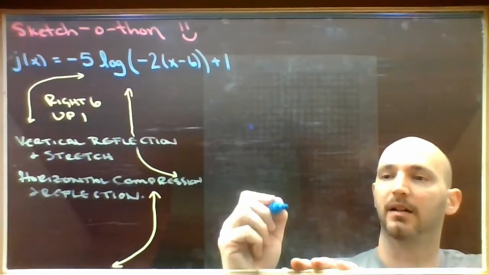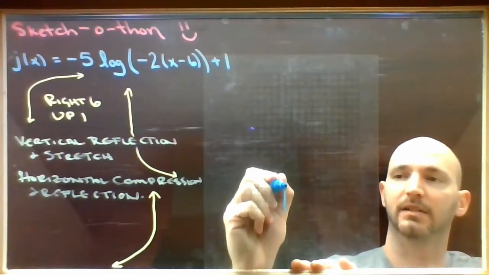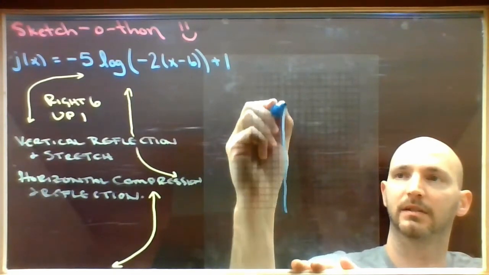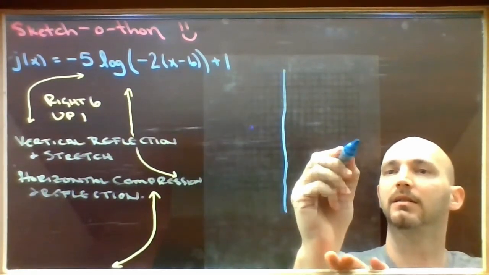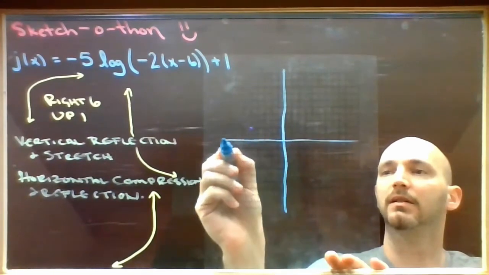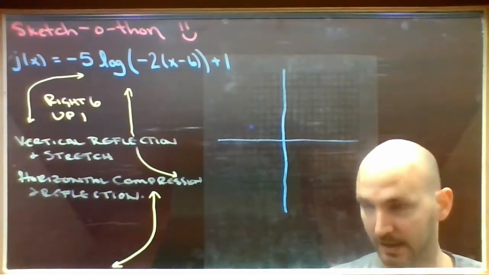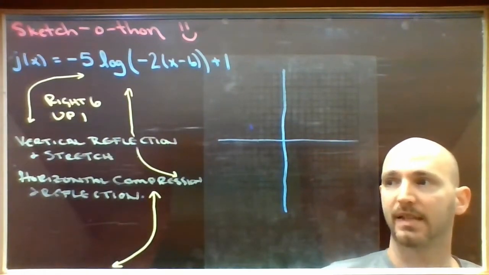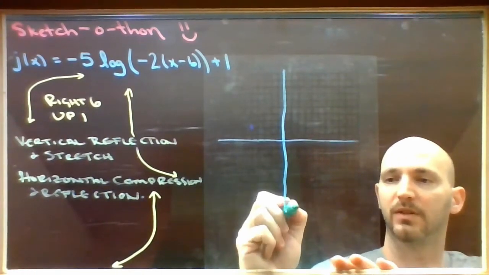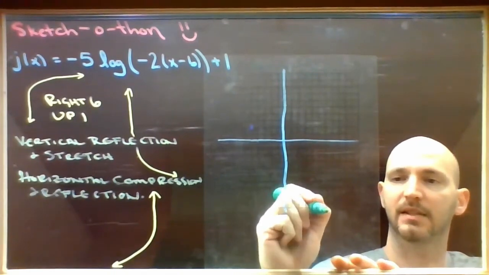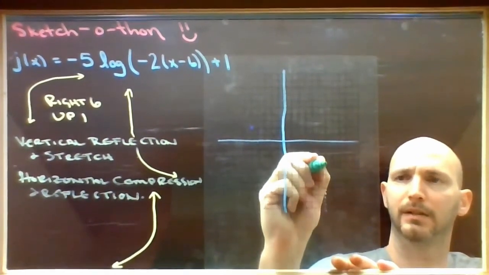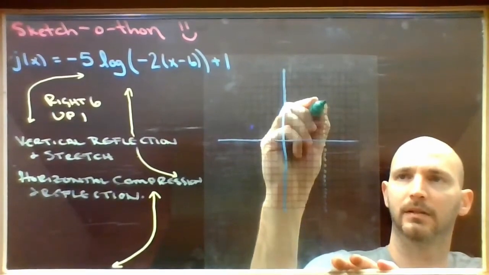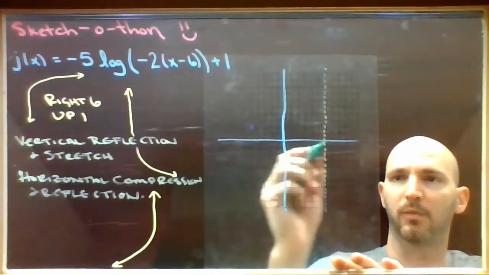Get my untranslated axis on here. And then I'm going to translate my axis. So I need to go right 6 and up 1. 1, 2, 3, 4, 5, 6. And up 1.